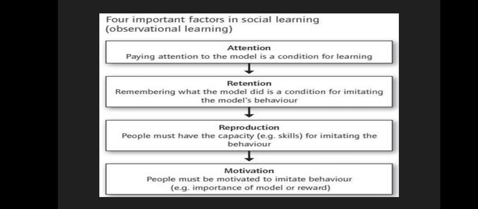And of course, the fourth important factor in social learning is motivation. People must be motivated to imitate the behavior.